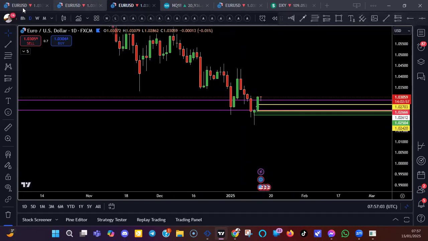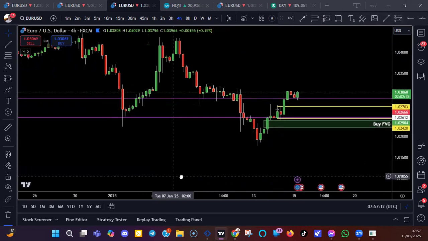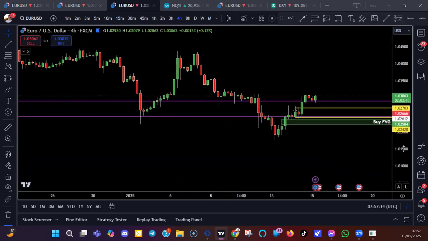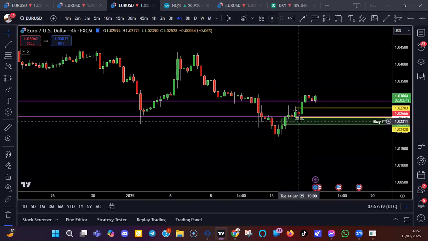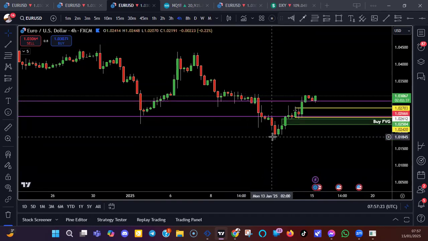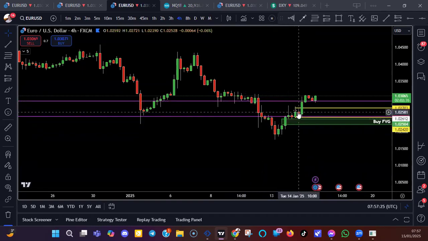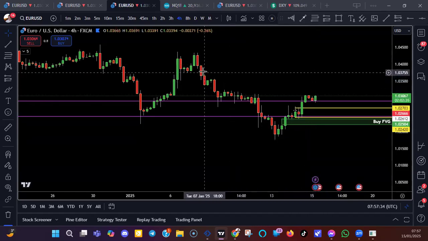Looking at the 4-hourly now, it helps to get the bigger picture. And is this a point where we actually turn around now? On the 4-hourly, we were the lowest there, and now is the dollar getting weaker and the EU getting stronger, possibly going up to these levels here.